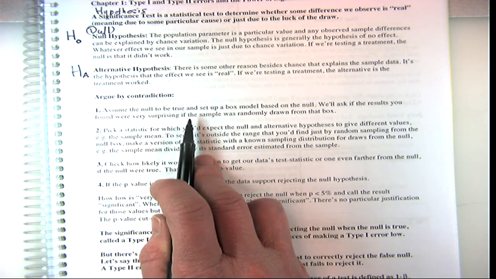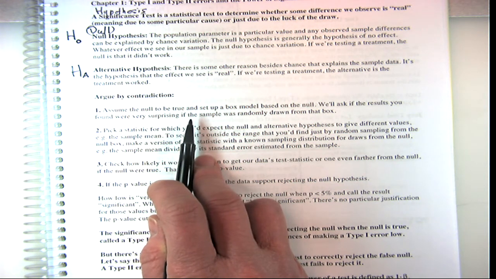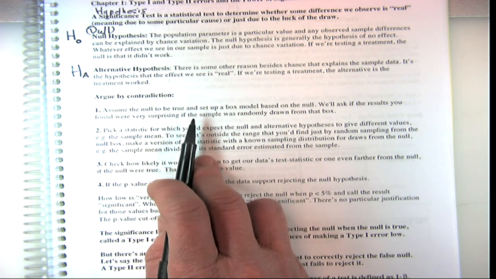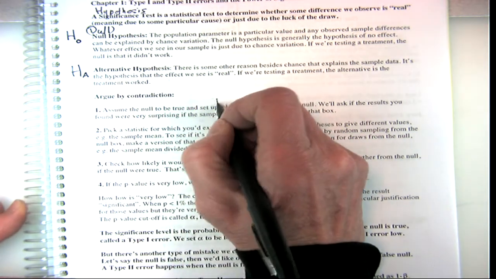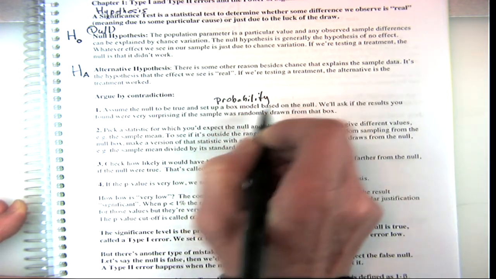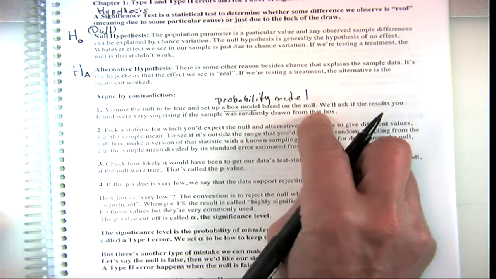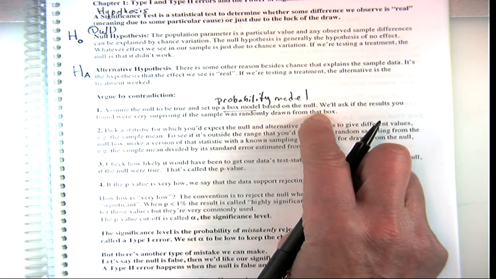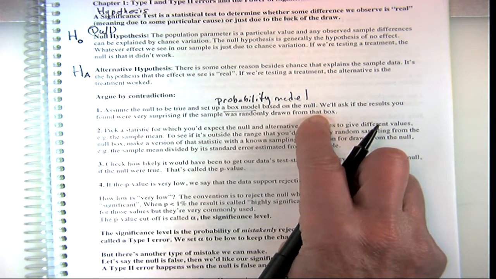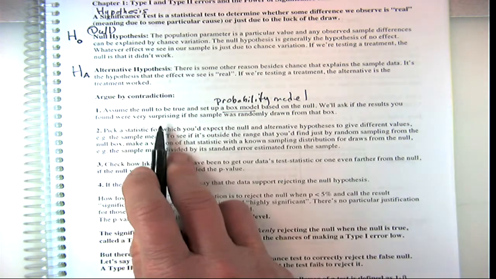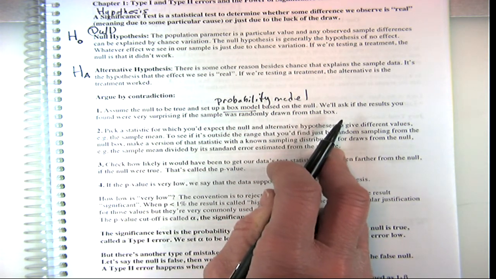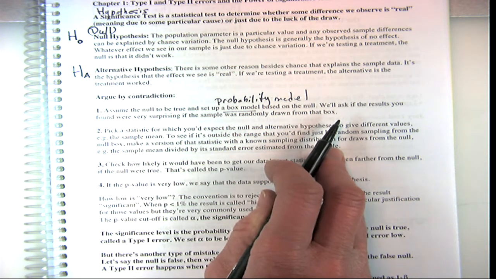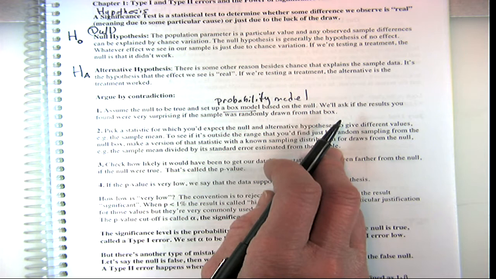So let's just continue with our example. I'm going to assume that it makes no difference whether you're signed up for the online or the in-person. The learning outcome would be the same. So I set up a probability model, a box model, based on that null. I want to translate this situation that we have into some kind of probability model. And then we'll ask if the results you found were very surprising, if the sample was randomly drawn from that box. So the simplest model for this experiment we're describing is to take all your overall averages that you're going to get, a percent at the end of the semester.